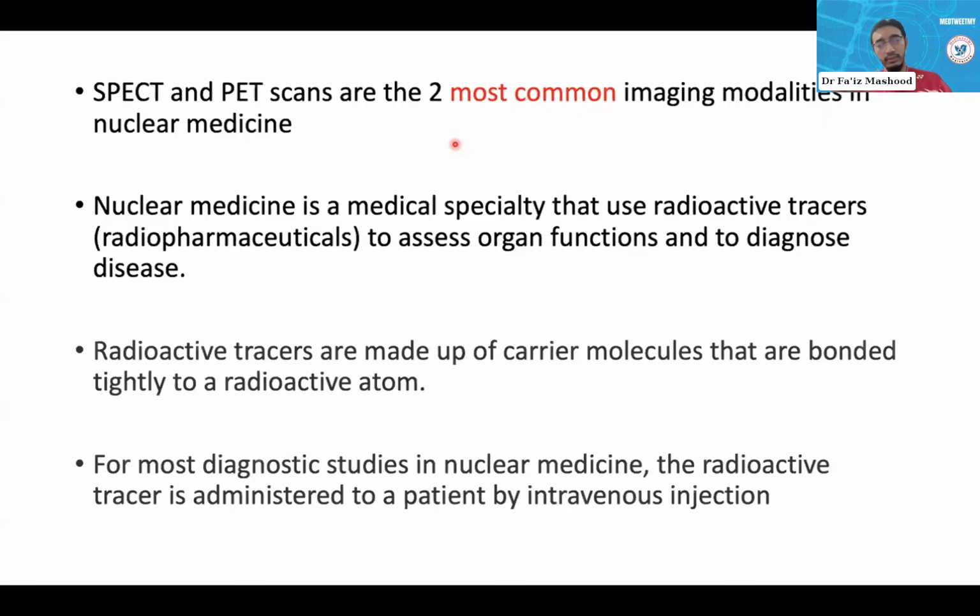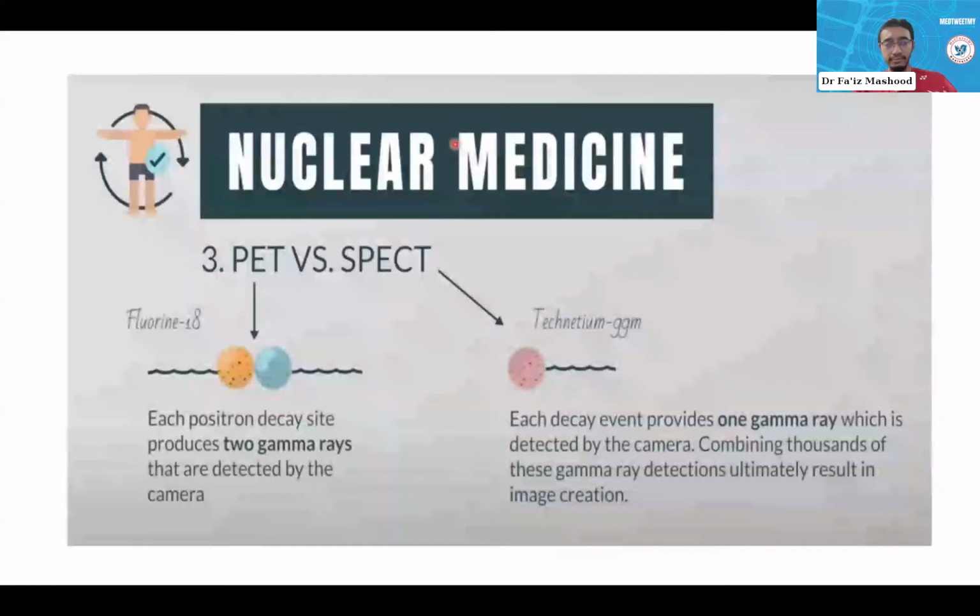These radioactive tracers are molecules tightly bonded to radioactive atoms. For most tests, the tracers are administered intravenously, although for some diagnostic tests they might be given orally or via inhalation. So this is another figure for me to explain: what's the difference between SPECT and PET scan?